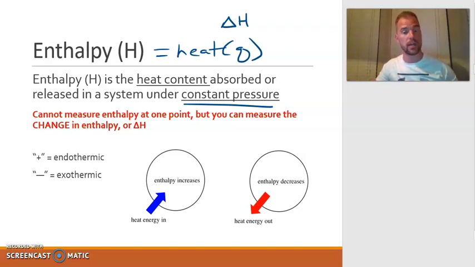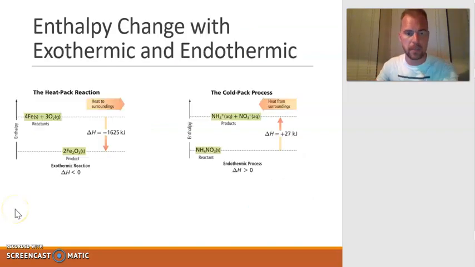And when we're looking at a chemical reaction, we're looking at the change in enthalpy. Right along with our signs for Q, if enthalpy is positive, that means it's an endothermic process. If enthalpy is negative, or I should be saying change in enthalpy, if change in enthalpy is negative, then that's an exothermic process. Same as before, okay? So nothing's really changed there.